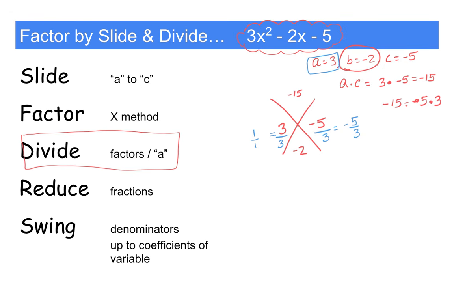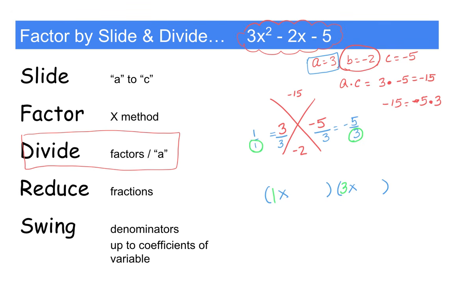My next step is going to be to now write the actual factors out. And to do that, I take the denominators up to the coefficient of the variable. So let's do that part first. So I know it's going to be x and it's going to be x. And I need the denominators from here, this 1 and this 3, to be the coefficient of x.